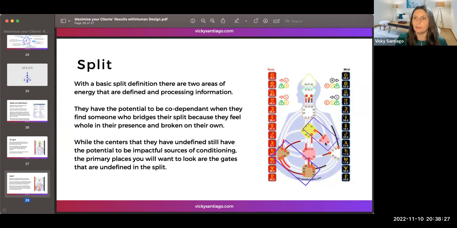Now, again, we're not going deep into gates tonight. We don't have enough time for that. You could just Google Human Design Gate 26. And there's heaps of information out there to give you an idea of the theme of that gate.